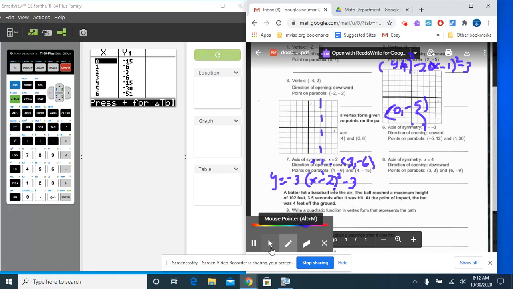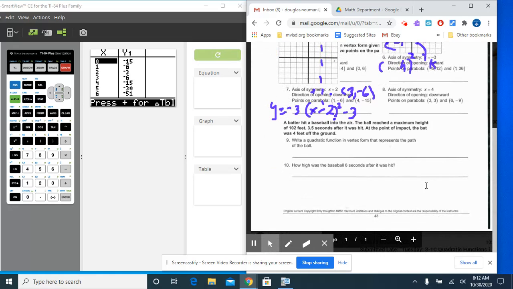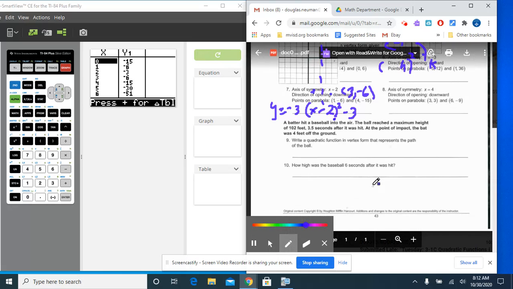And then on the bottom of the page, there's a word problem. There's a couple of word problems on the back of that. I'll set this one up, and then you can hopefully use that information to help you with the word problems on the back of yesterday's page. So a batter hit a ball in the air. The ball reached a maximum height of 102 feet at 3.5 seconds after it was hit. At the point of impact, the bat was 4 feet off the ground. So you may have to draw a diagram here and just make do with it, or if you have graph paper, you can put that on there.